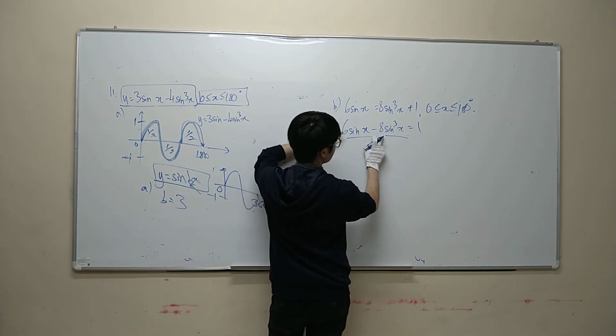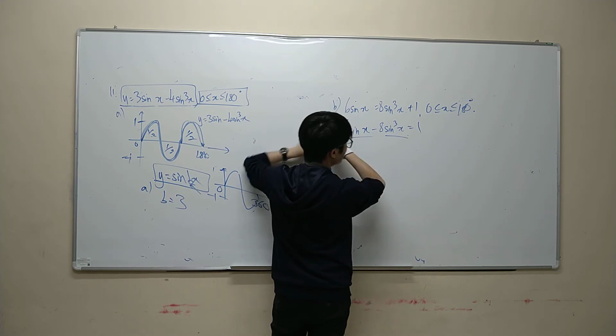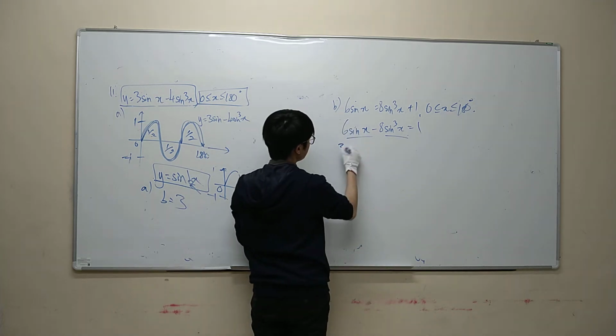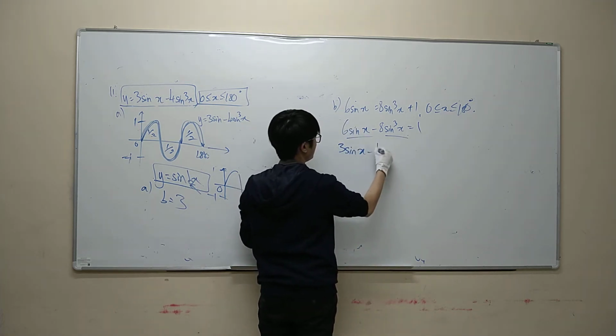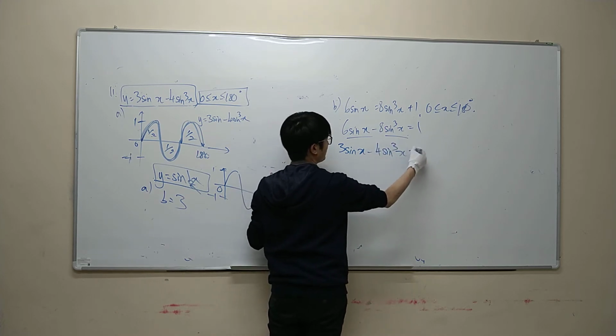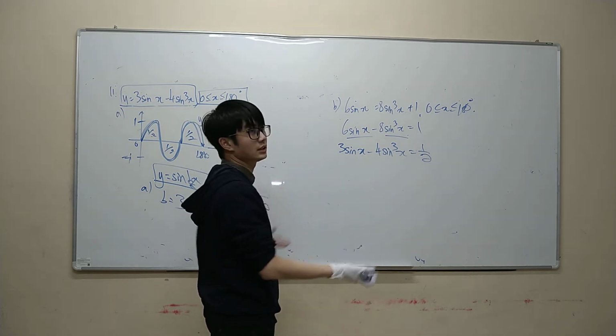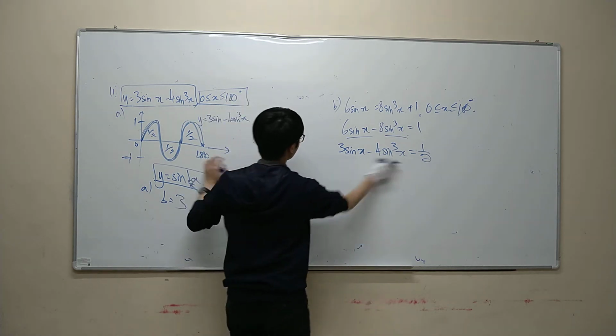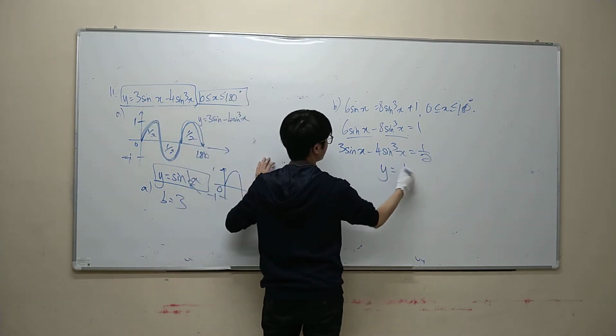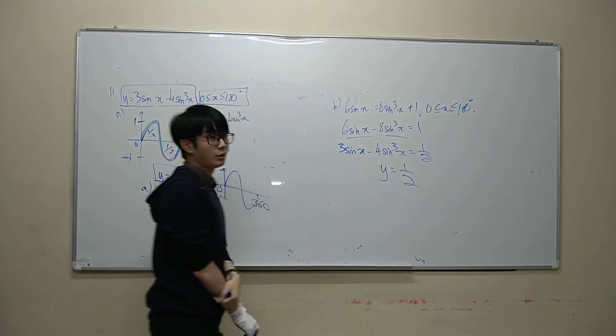So what I can do is divide by 2. And when you divide by 2, you have to divide everything by 2. So 3 sin x, divide by 2, 4. The right hand side also has to be divided by 2. You cannot just divide one side. Both sides have to be divided. And this whole thing, I can write as y equals 1 over 2.